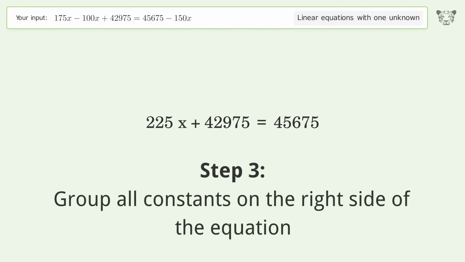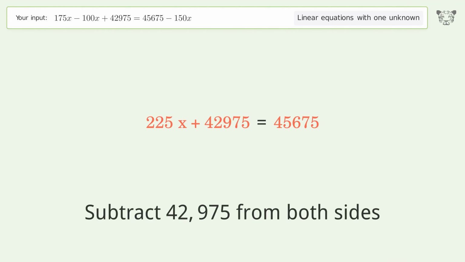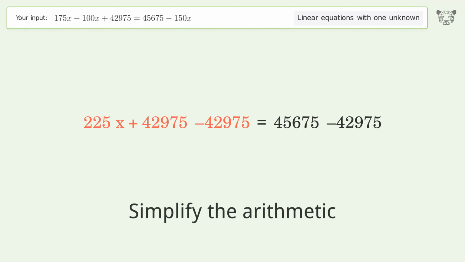Group all constants on the right side of the equation. Subtract 42,975 from both sides. Simplify the arithmetic.